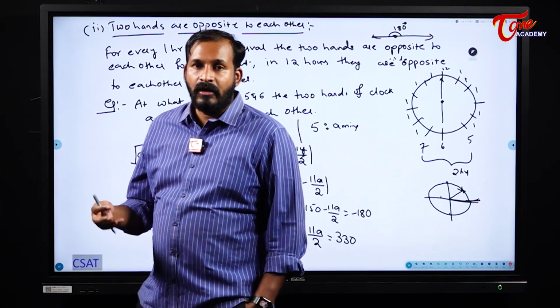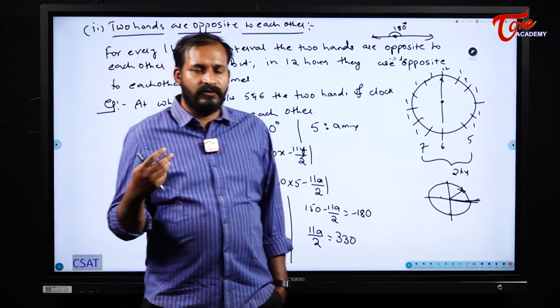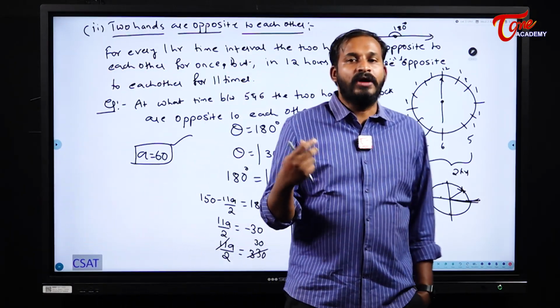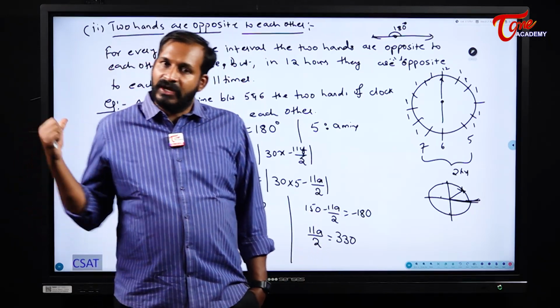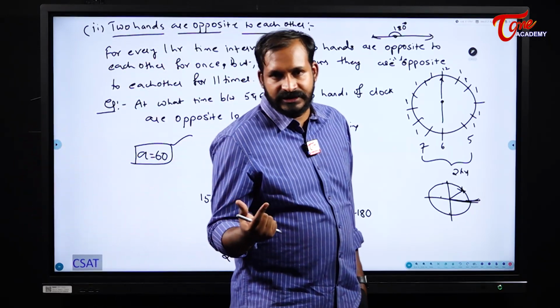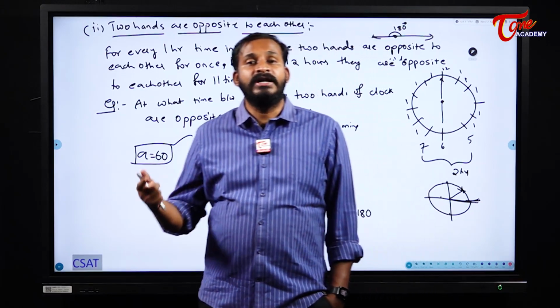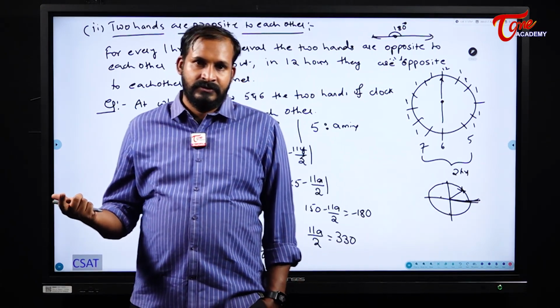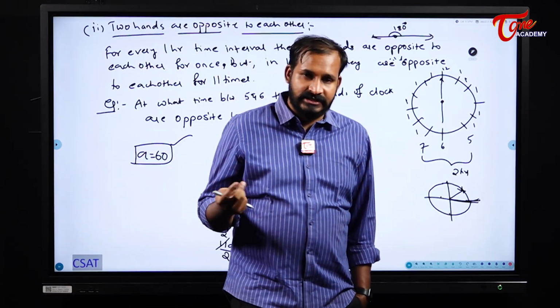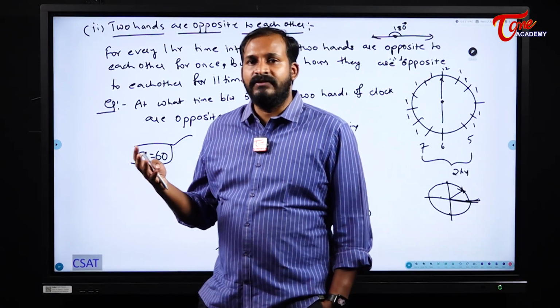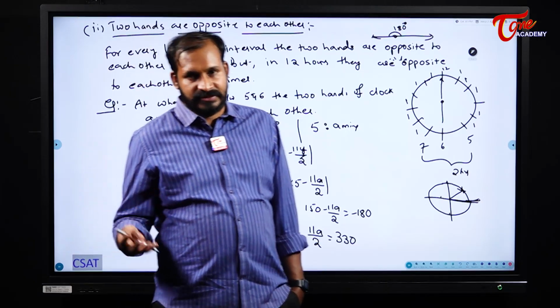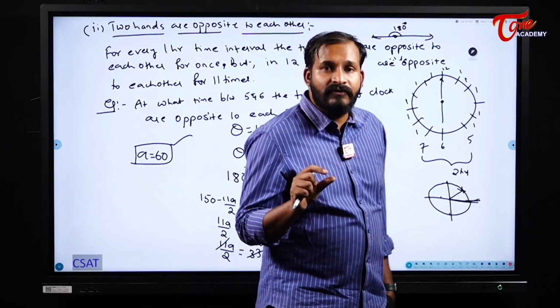Similarly, in 24 hours, in a day, the two hands of the clock are opposite to each other how many times? In 12 hours, they are opposite to each other 11 times. In a day, it means 22 times opposite to each other. Okay, sometimes they may also ask like this. In a day, the two hands of the clock are in a straight line to each other how many times? Only the word straight line is used.